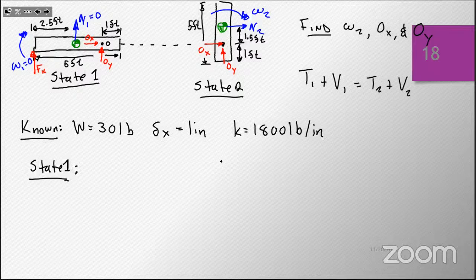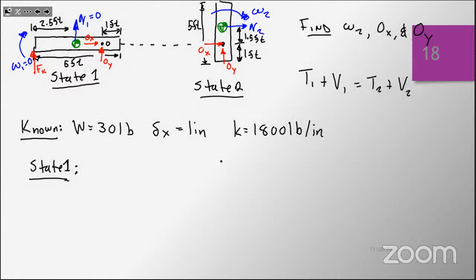That's the total kinetic energy at state 1 plus the total potential energy at state 1 is equal to the total kinetic energy at state 2 plus the total potential energy at state 2. When I say total kinetic energy, I mean any of the rotational and translational kinetic energy. When I say total potential energy, that means all of the gravitational and elastic: anything due to being higher or lower than the datum, and anything due to being connected to a spring.